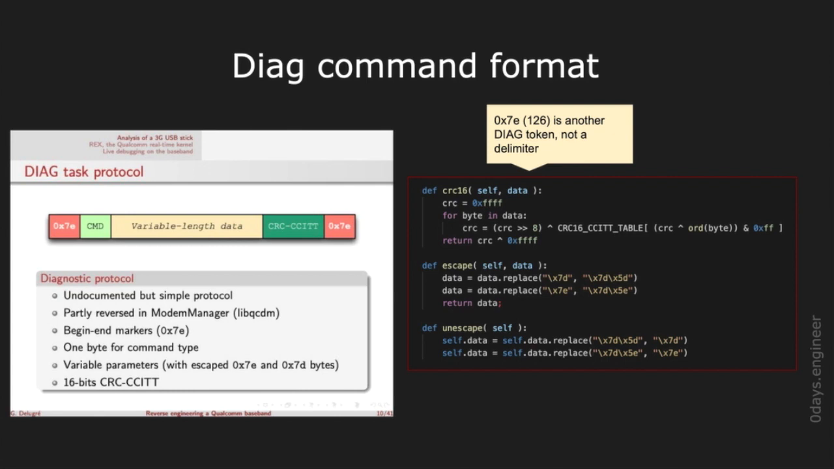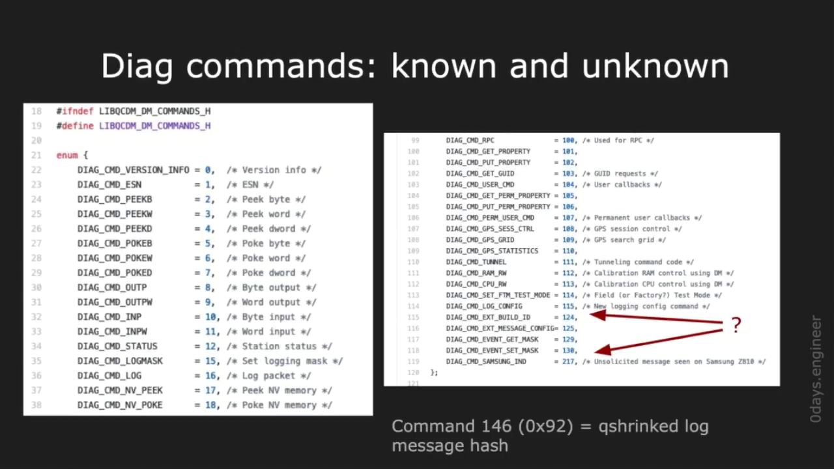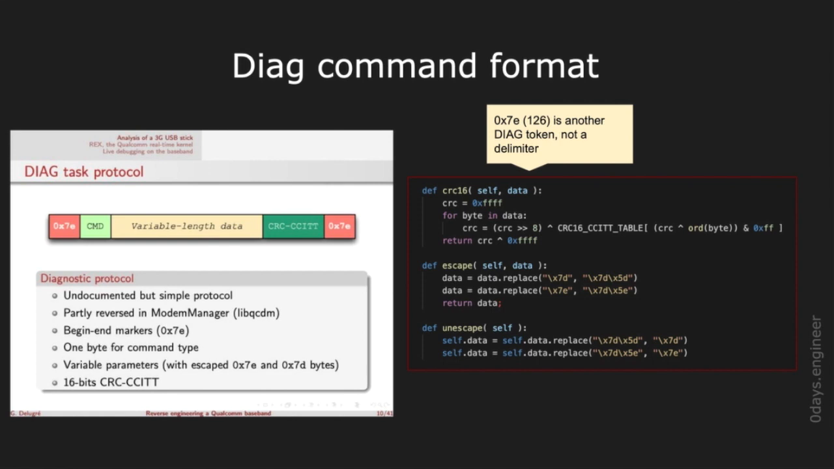The base primitive here is the Diag token number 7e. It's not really a delimiter, it's a separate Diag command, 126, which is missing in the open source, as you can see here. So the Diag command is nested. The outer layer consists of this wrapper of 7e hexadecimal bytes. Then there is the main command, and then there is some variable length data that can contain even more subcommands.